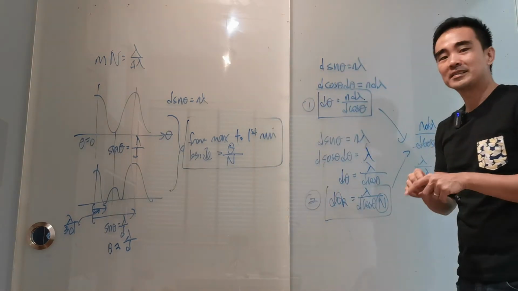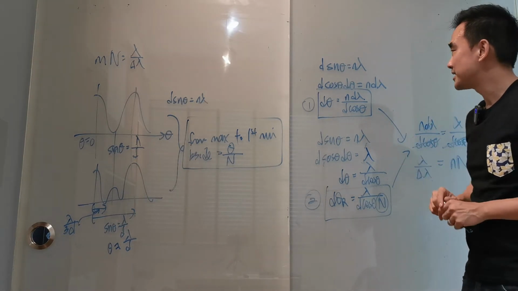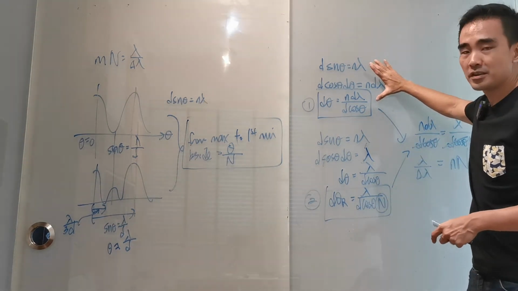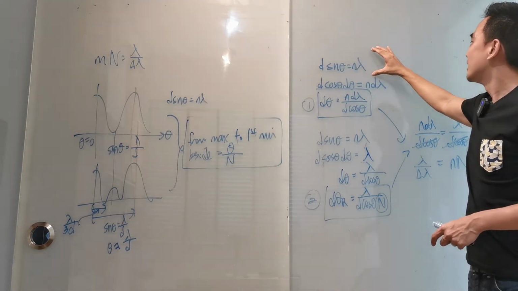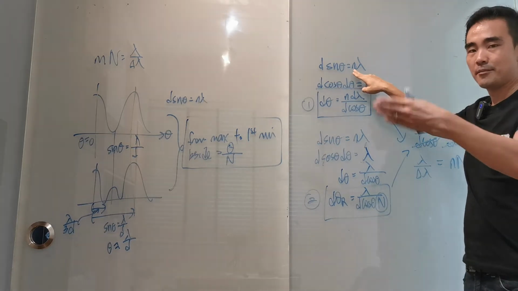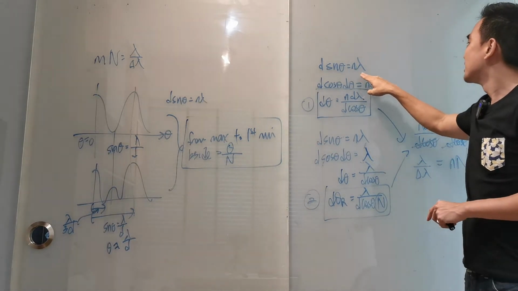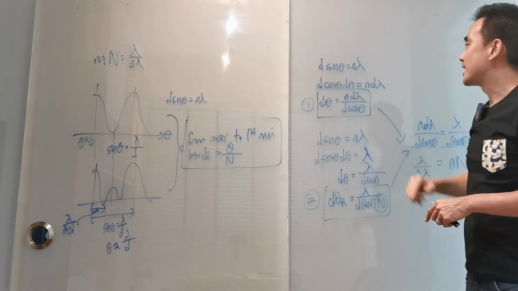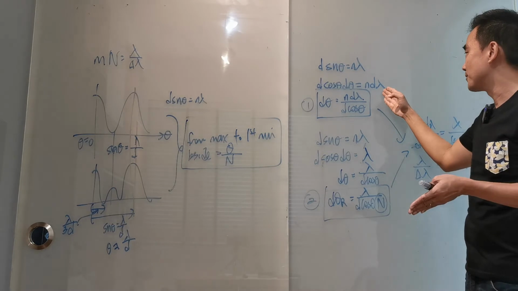Now let's take a look at the separation between the two maximas of the two different wavelengths. The first part over here, I started off with d sine theta equals n lambda, where n is the order, the number of the maximas after the central maxima, lambda is the wavelength, d is the slit separation, and theta is the angle. So I differentiated this with respect to angle theta and lambda.